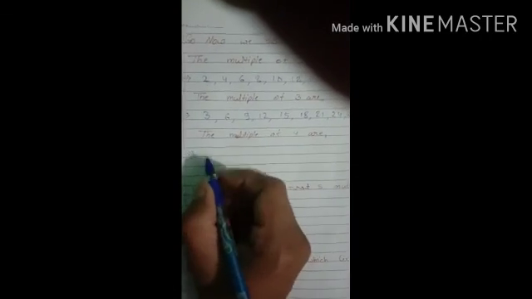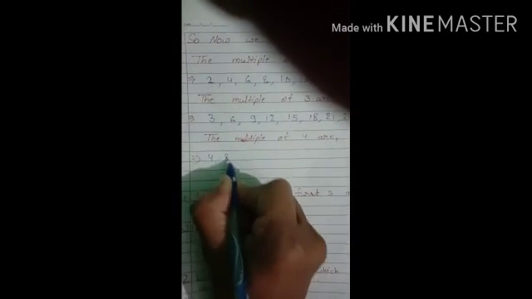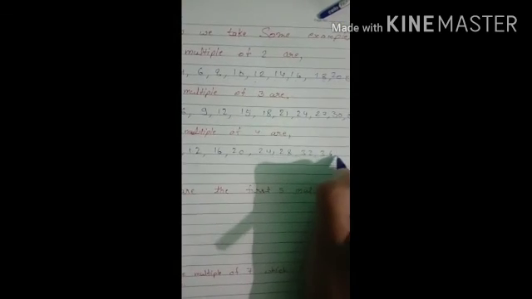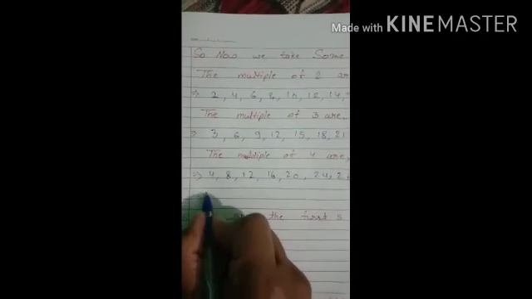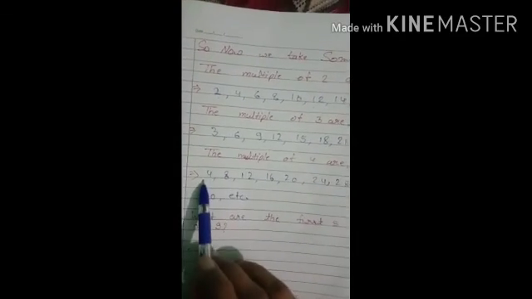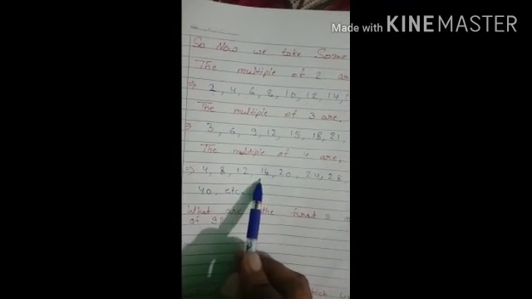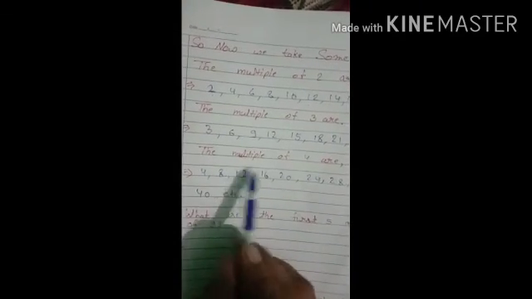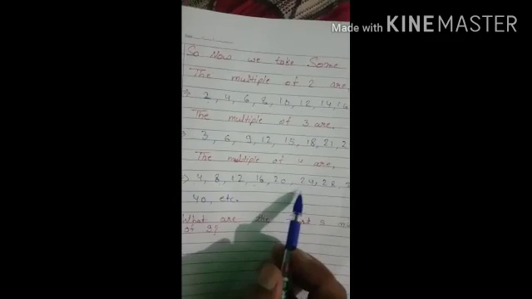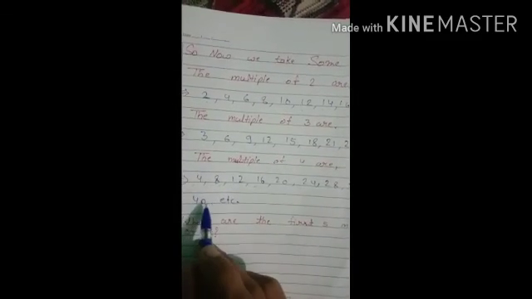Students, the multiples of 4 are 4, 8, 12, 16, 20, 24, 28, 32, 36, 40 and so on. Meaning 4 1 ja 4, 4 2 ja 8, 4 3 ja 12, 4 4 ja 16. The table of 4 gives the multiples of 4.